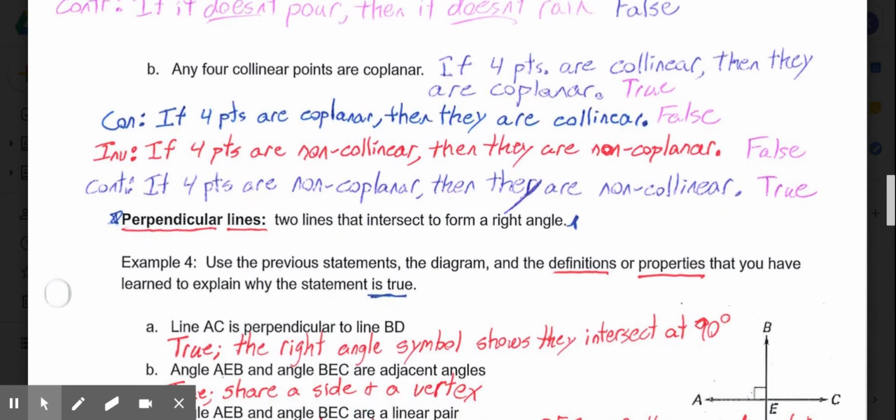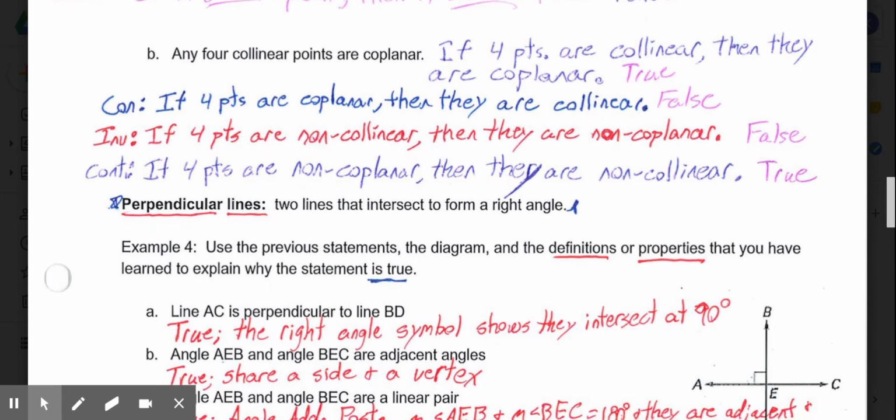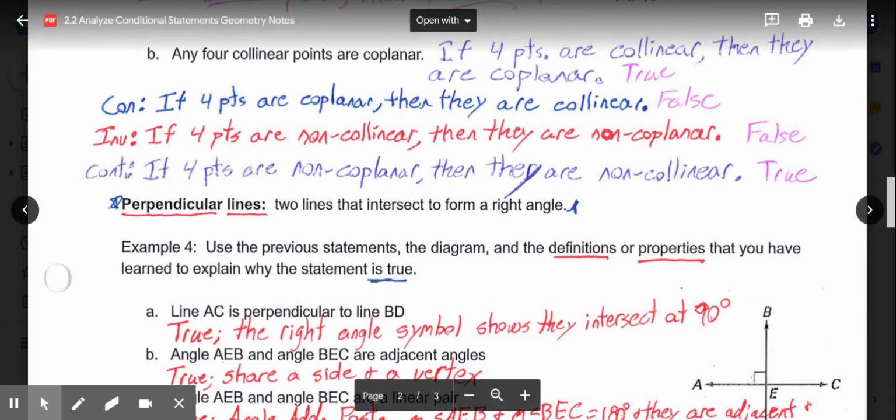So in B, they gave us the statement, any four collinear points are coplanar. So to turn that into an if-then statement, we would say, if 4 points are collinear, so any 4 collinear points becomes, if 4 points are collinear, then they are coplanar. Well, in order for 4 points to be on the same line, they all have to be in the same plane, so that is true.